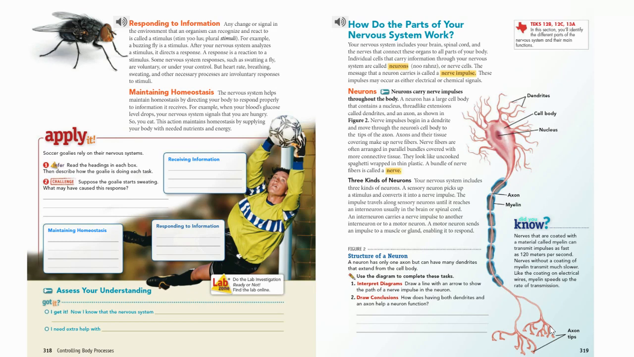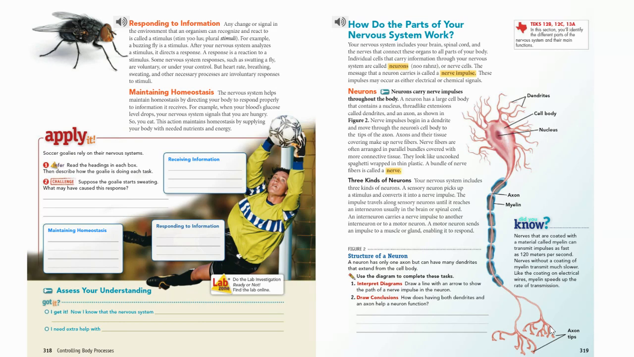You have actually 3 different kinds of neurons in your body. Your nervous system includes 3 different types. A sensory neuron picks up a stimulus and converts it into a nerve impulse. So it picks up a change in your environment and converts it to information that your brain can process. That impulse travels along sensory neurons until it reaches an interneuron, usually your brain or your spinal cord.